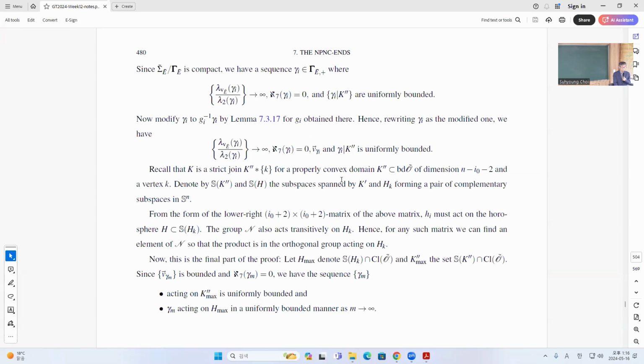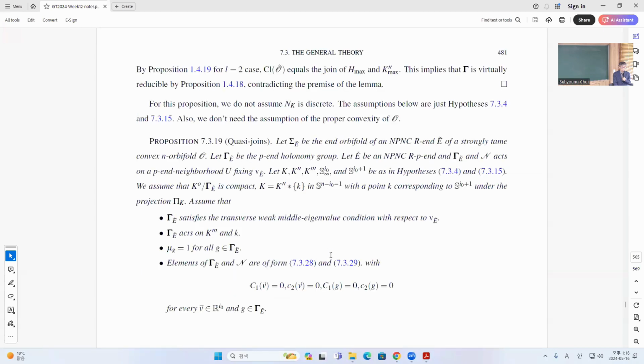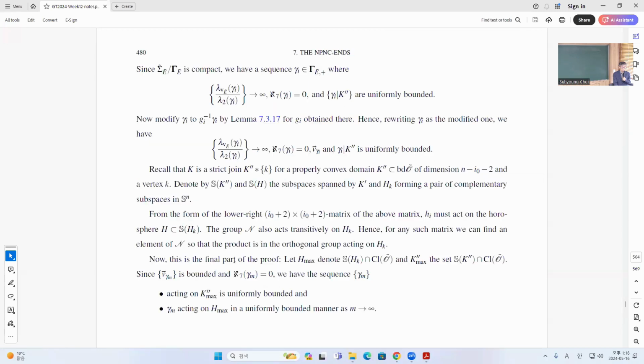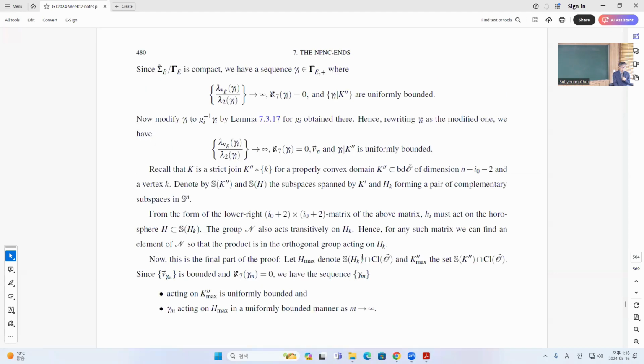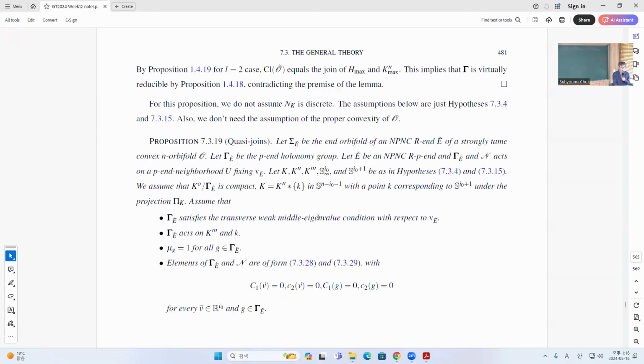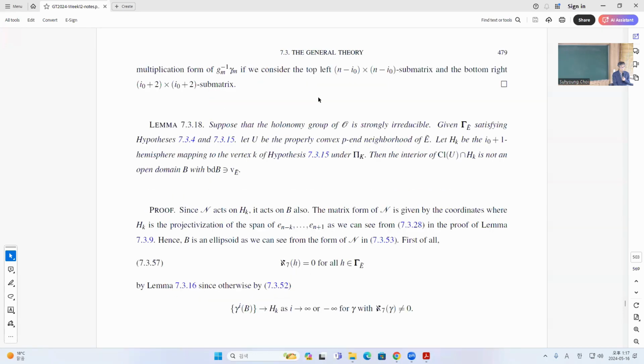Okay, so then you can show by inverse that these actually become a join. So in that case, the only possibility is that there is actually a join. This T orb tilde has to become a join. Okay, that's because these are all bounded, and if this becomes a join, then you can show it's virtually reducible. So this is contradicting the premise, since you assume that it's strongly irreducible.